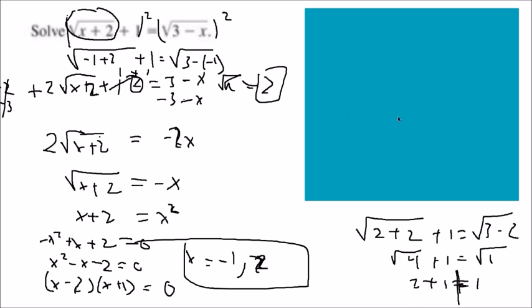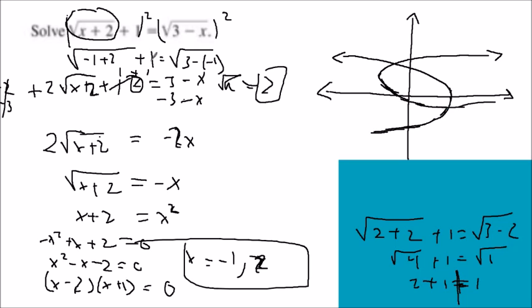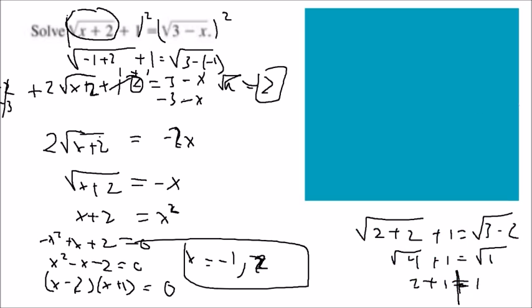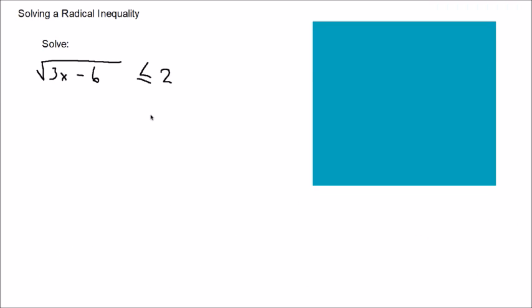So if you see this graph right here, the two, they do intersect, but they intersect here. Because if they were not functions, they would be like this, and they would intersect at x equals 2, which is right here. But they're not equations. They're just regular functions. Therefore, they don't intersect like that. Okay. Next, solving radical inequality.